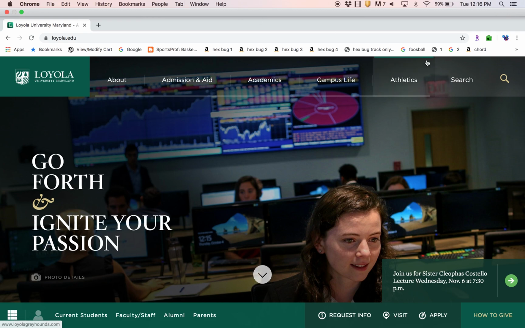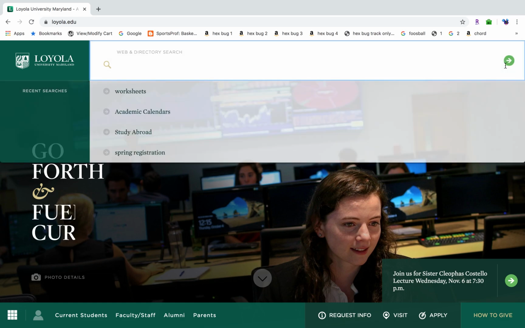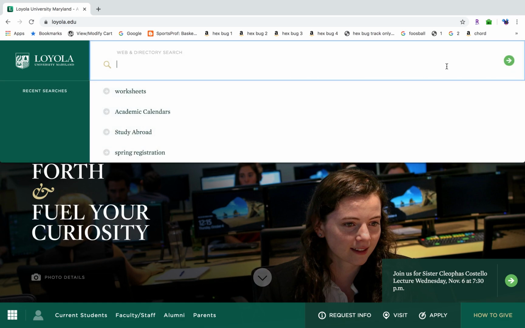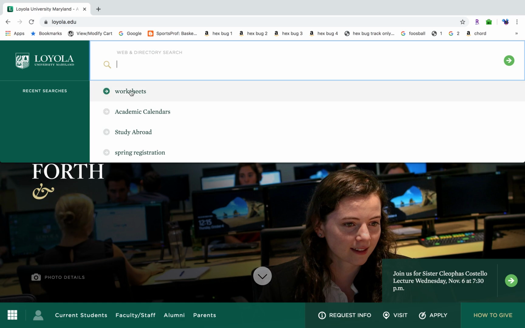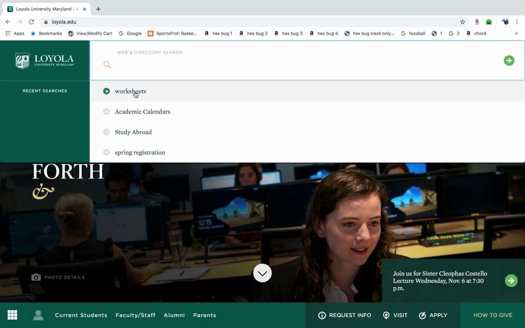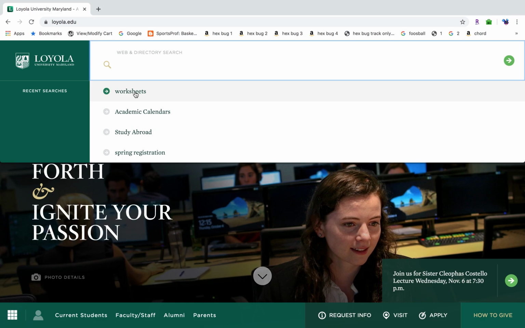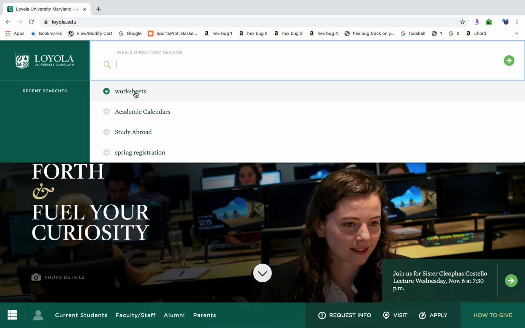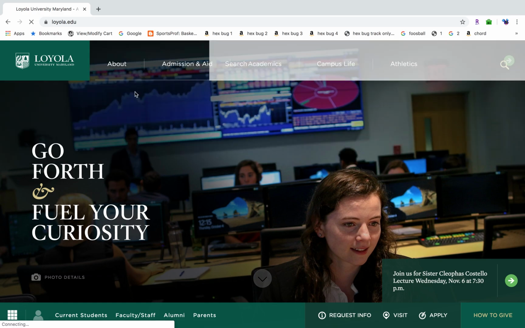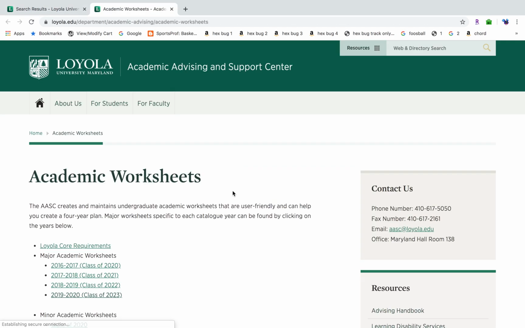so that they can register. So I'm starting here at the Loyola web page, so you can see how you can get some useful information. You can see here that I've already searched for worksheets. So academic worksheets are a great way to start to understand or just visually see what the core is for all students, and then what the core is for different students based on their chosen major. So I'm going to type in worksheets here and go to academic worksheets.